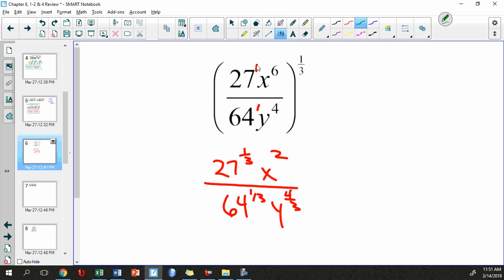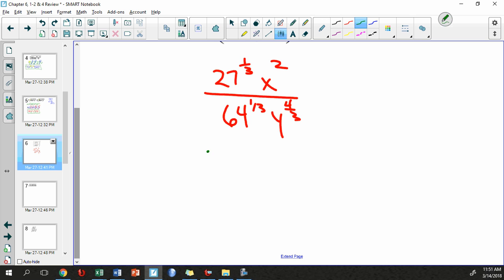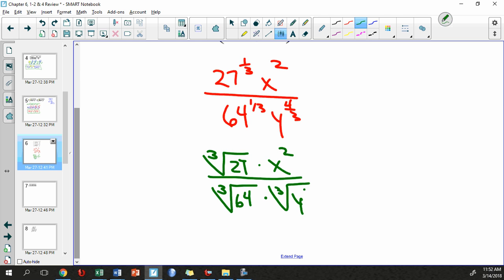Now, you're going to take it out of the fractional exponent concept and put it as a root. So remember, the numerator represents the power, the denominator represents the root. So this is going to be the cube root of 27 times x squared, over the cube root of 64 times the cube root of y to the 4th. Does everybody see that, yay or nay? Yes. My power is 1, my root is 3. My power is 1, my root is 3. My power is 4, my root is 3. Okay. You good? Yeah.